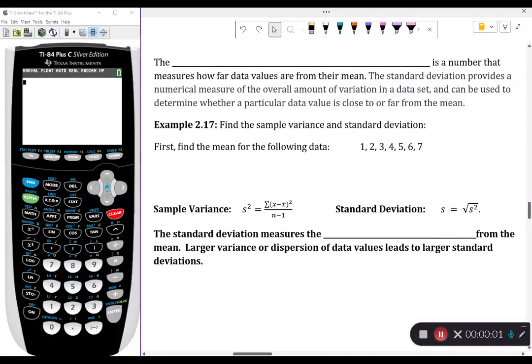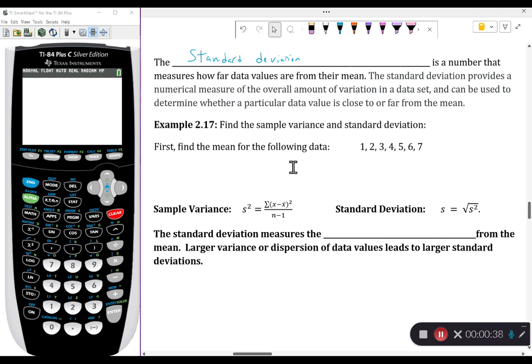We'll briefly discuss the standard deviation, and we'll show how to calculate the standard deviation for both the sample and population in the TI-83/84. The standard deviation is a number that measures how far data values are from their mean. It provides a numerical measure of the overall amount of variation in a dataset, and it can be used to determine whether a particular data value is close to or far from the mean.